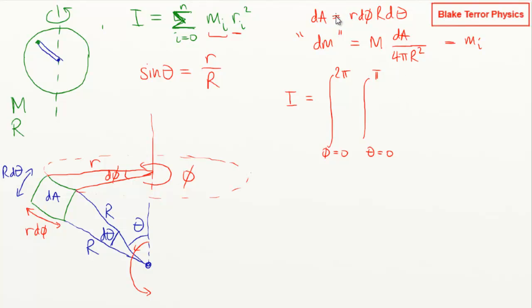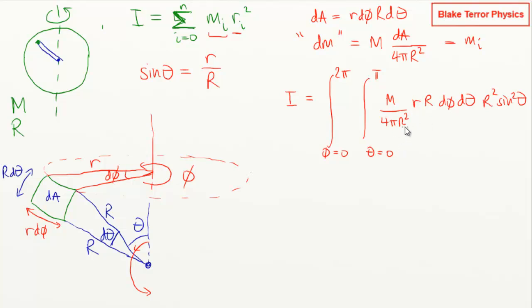So what have we got now of all of these bits that we're putting in? Our mi is m over 4 pi capital R squared. Then we've got dA, so that's r, then a capital R, d phi and a d theta. So that's our dm bit. And then we also need an r squared thrown in there as well, which is going to be capital R squared sine squared theta. So we need to tidy up all of this before we start doing our integral.